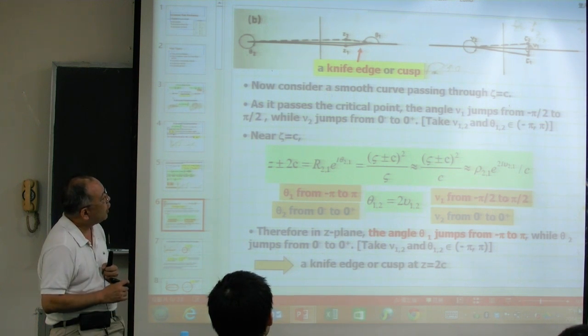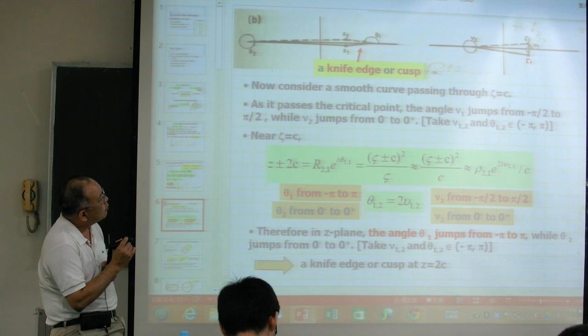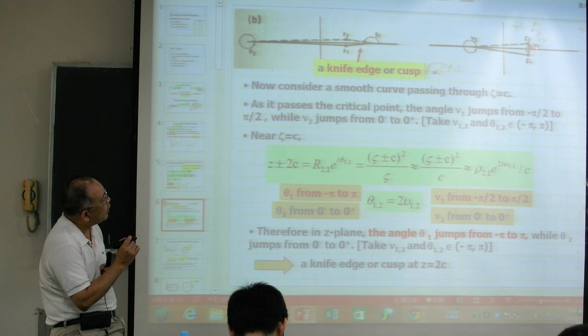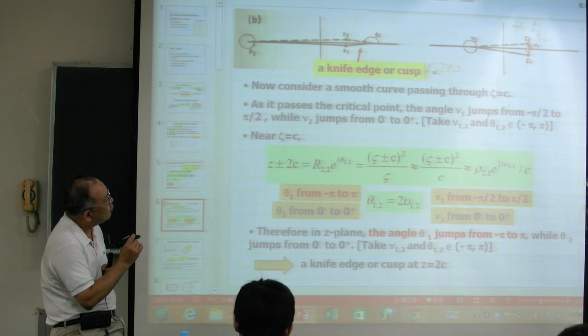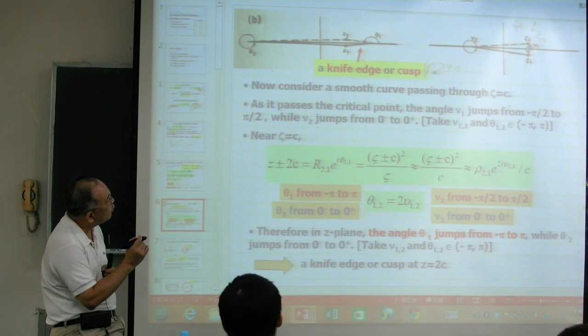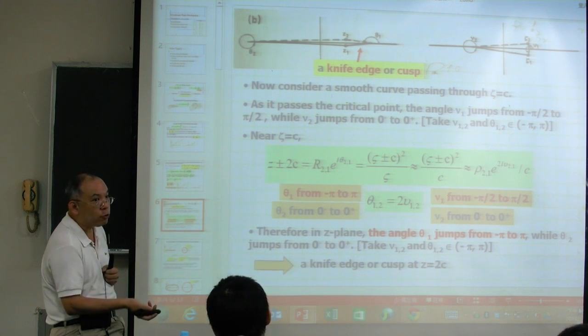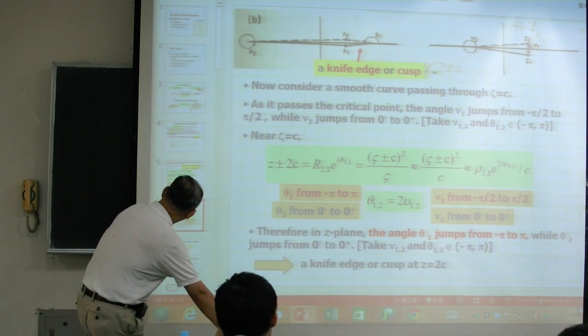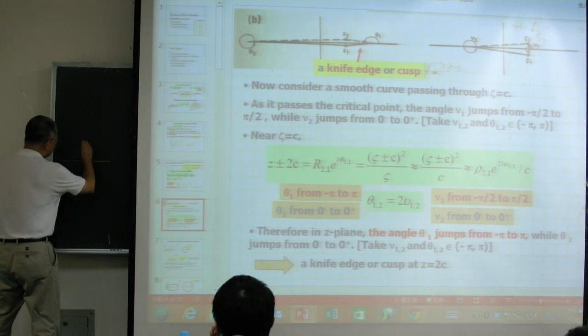So according to the zeta 1 here, this is point zeta 1. Original zeta 1 is what? The angle nu 1 is what? Nu 1 is minus pi over 2, right? This is minus pi over 2. And as long as they pass through a critical point, what happens? It will change to pi over 2. Because at this point here, this angle is minus pi over 2. And then when the point moves upward to this position, this becomes what? Pi over 2.